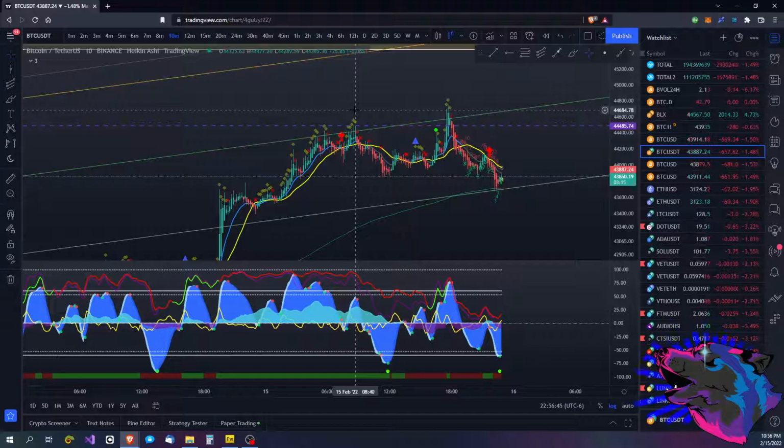44,485 was the level we drew. This candle topped at 44,500. So $14.25 off from the exact level that it stopped at.